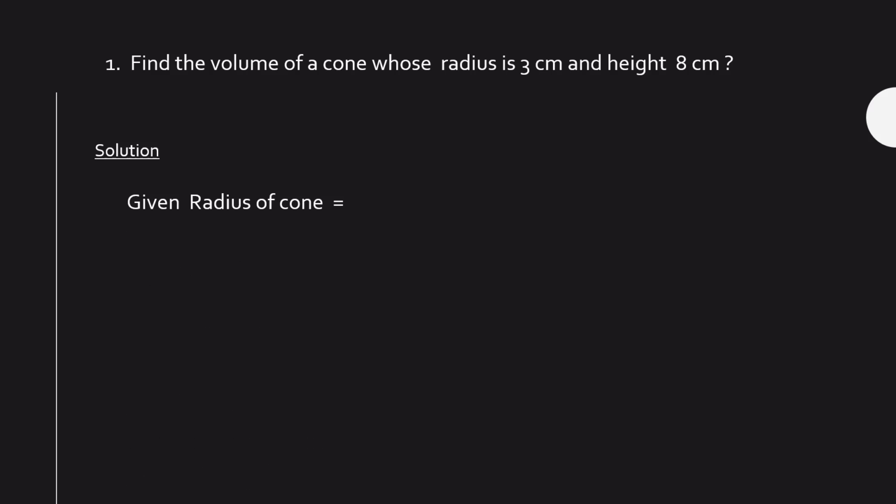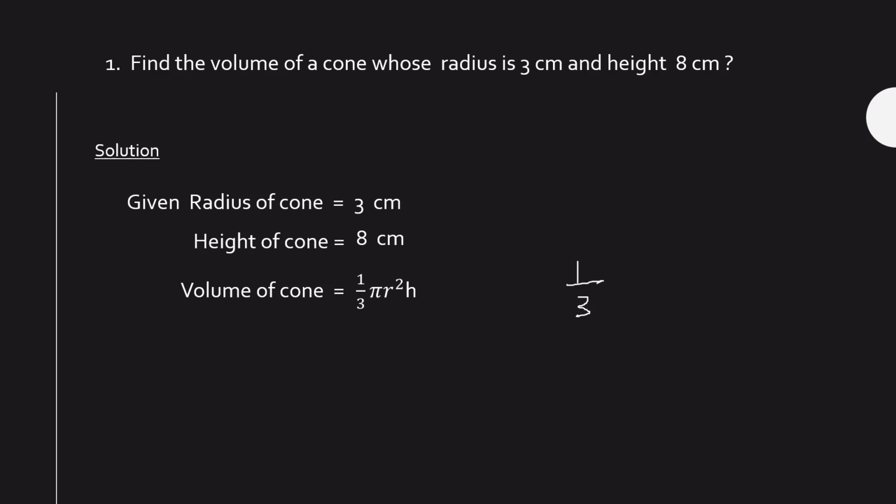Yes, given radius of cone as 3 cm. Height of cone as 8 cm. And we know volume of cone as 1/3 pi r square h. And what is this? 1 by 3 into pi into r can be replaced with, yes, 3. So 1 by 3 into pi into 3 square into 8, isn't it? So the next step will be 1 by 3 into pi into 3 square into 8. What is 3 square? 3 into 3.